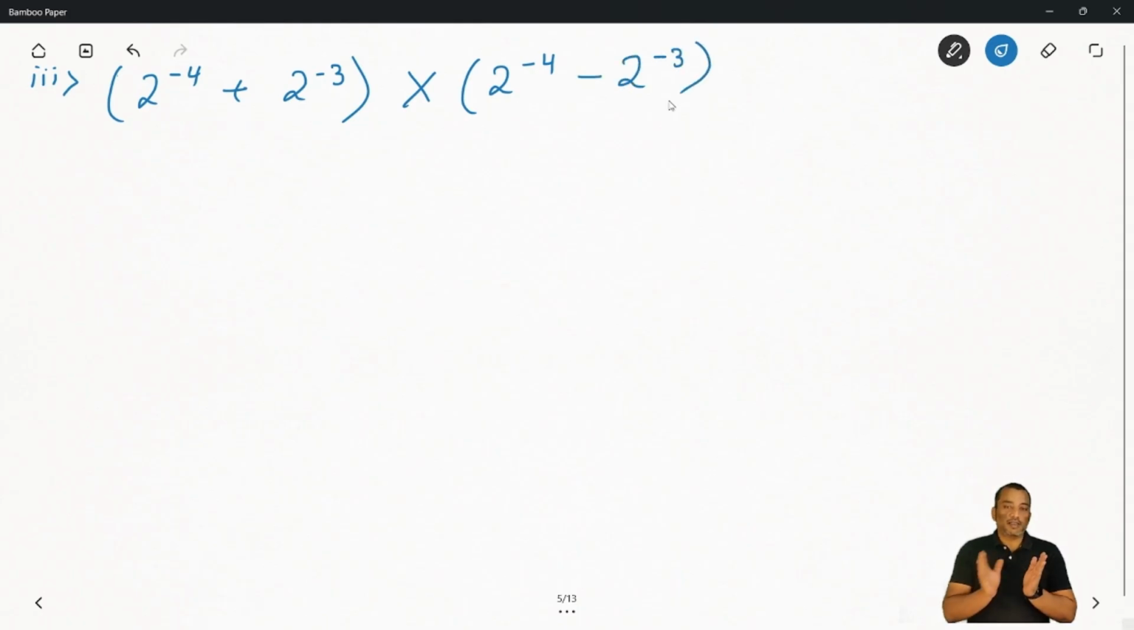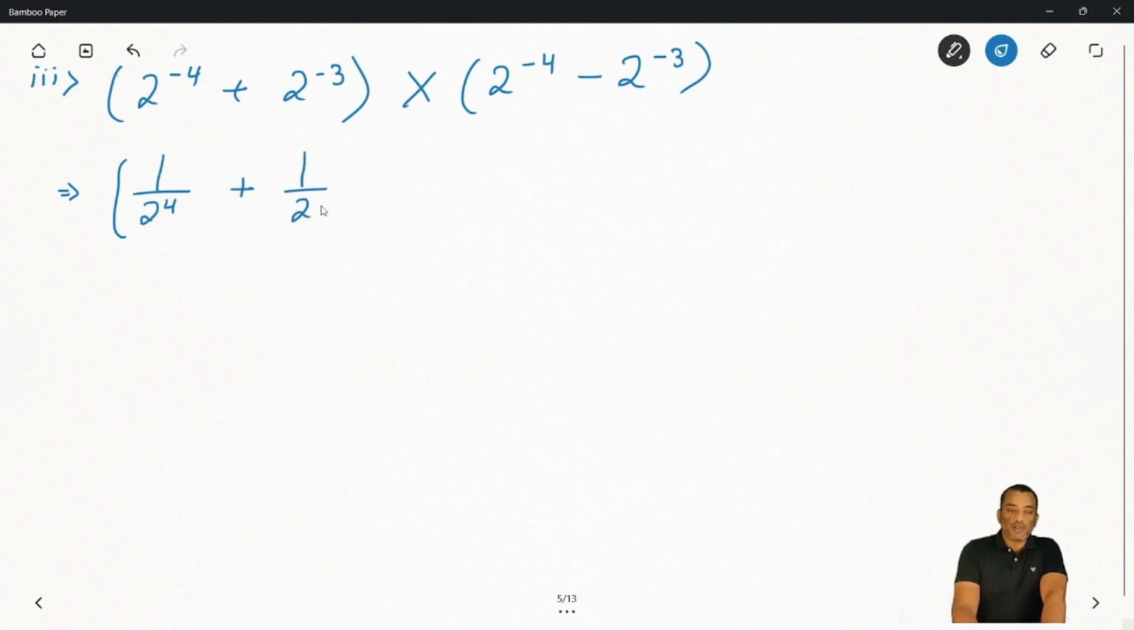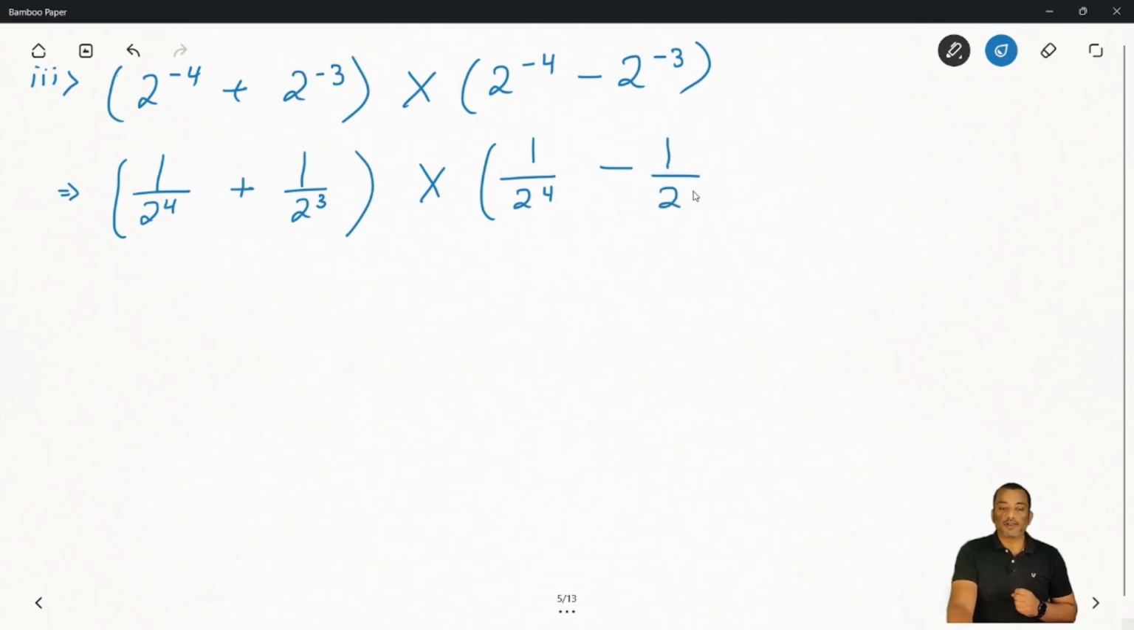Now here again there is no rule we can decide right now, so first we have to solve the brackets. First we will convert all the negative exponents to positive ones. So we can say 1 by 2 to the power 4 plus 1 by 2 to the power 3, then the whole multiplied with 1 by 2 to the power 4 minus 1 by 2 to the power 3.